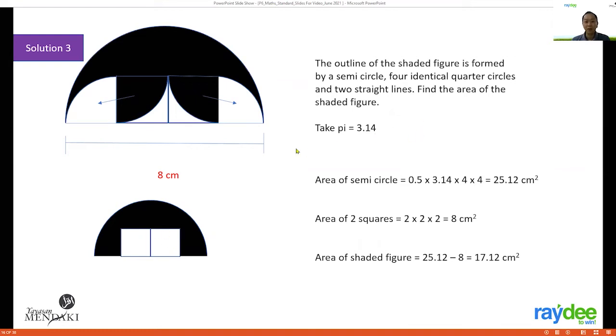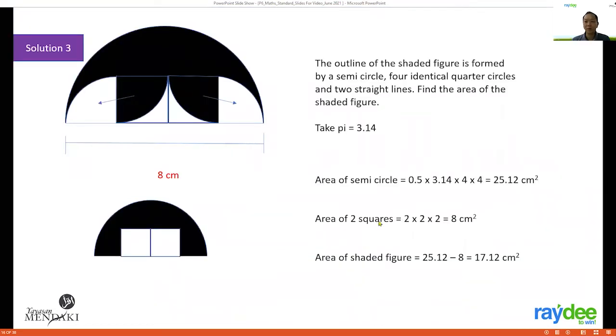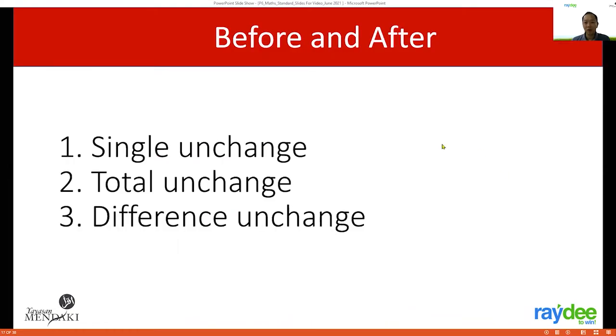So to find the area of the shaded figure, all you have to do is to take the area of the semicircle and then minus the 2 squares, right? So that will conclude the circle portion for P6 standard. So now for the second part.